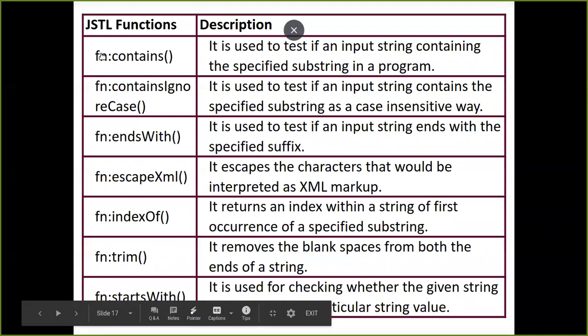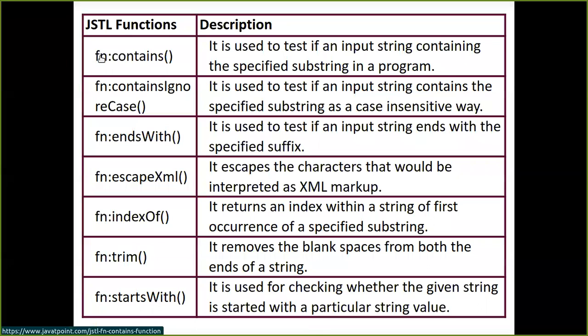So the function or tag consists of contains. It starts with the prefix fn, and it has a contains function, which tests whether an input string contains a certain specified substring in a program or not. So if I say elephant, I can check whether PHANT is included in that given whole string called elephant, with the help of the contains function.